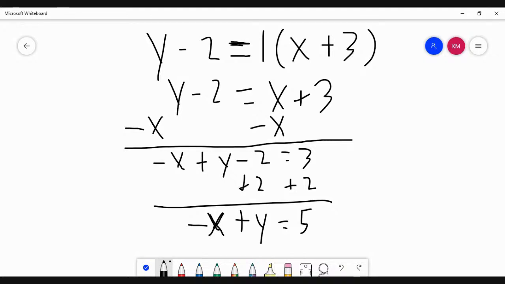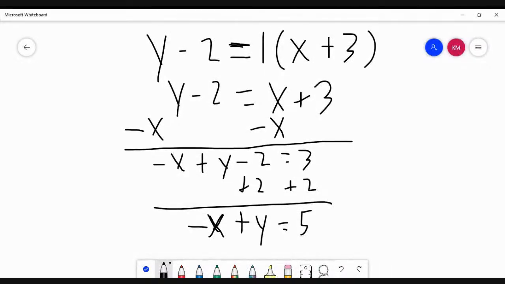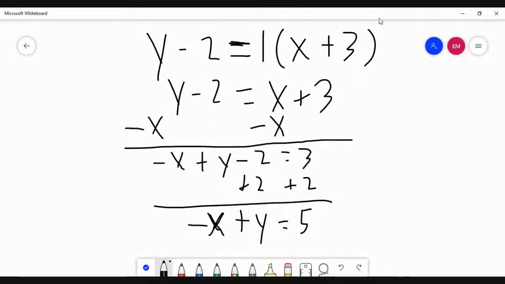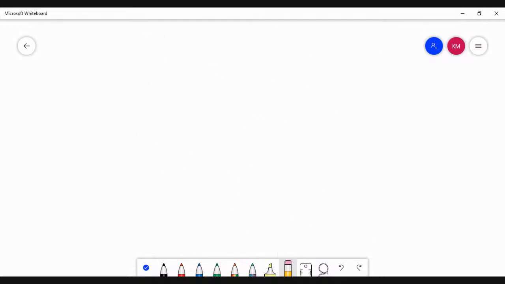Any questions on this form of the standard form? All right. Here's another problem. Same instance.